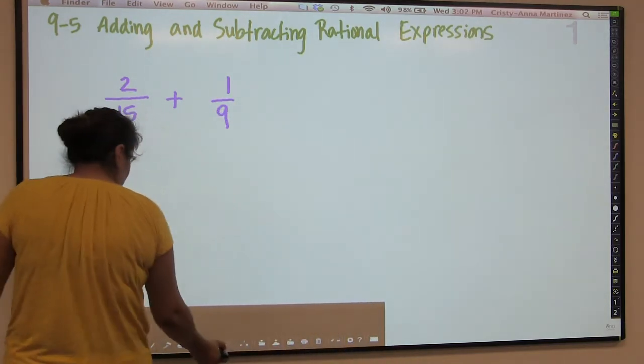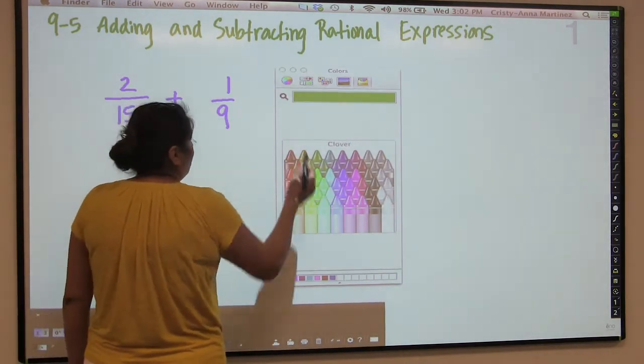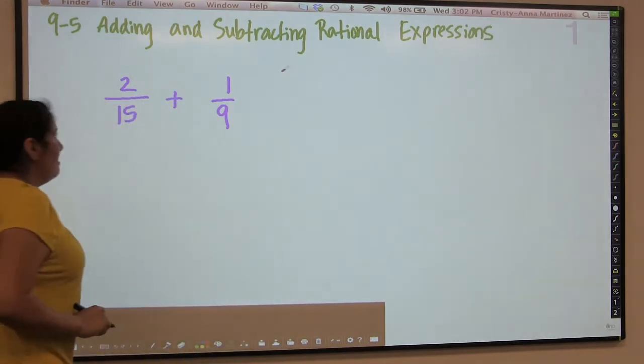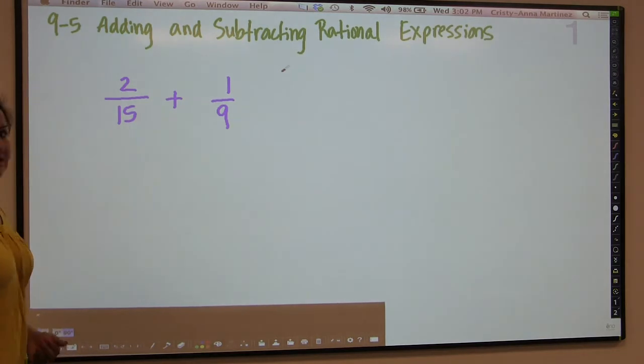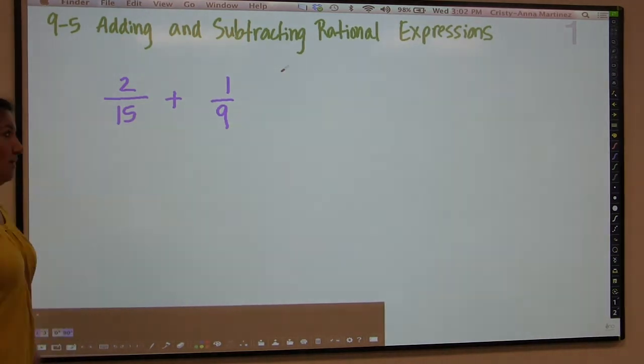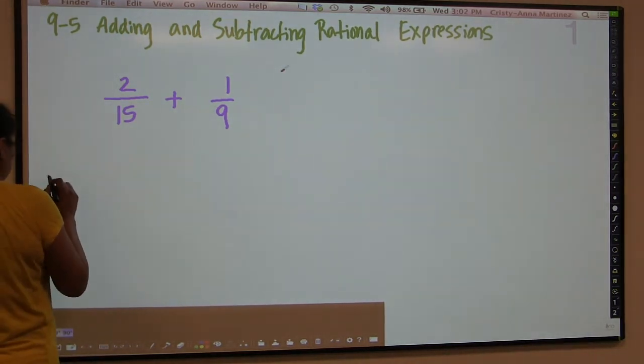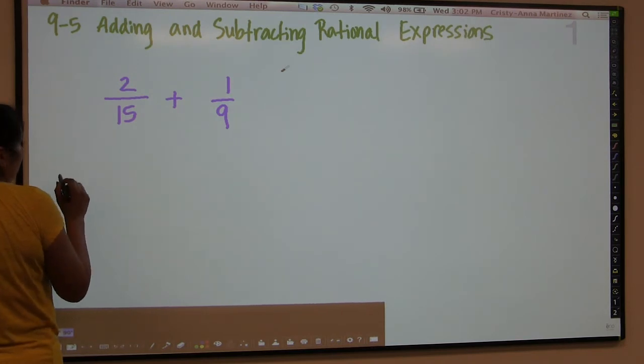You remember, maybe you don't, so I'll remind you that when you are adding two fractions that have different denominators, one of the first things you want to do is to find a common denominator. And the way that you can do that is by looking for what they call the least common multiple.